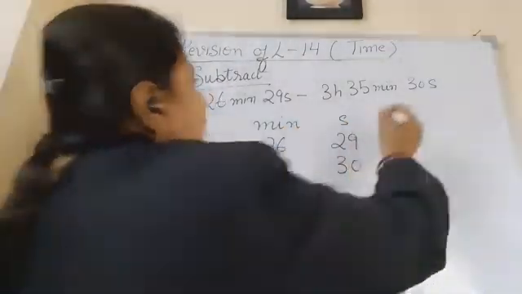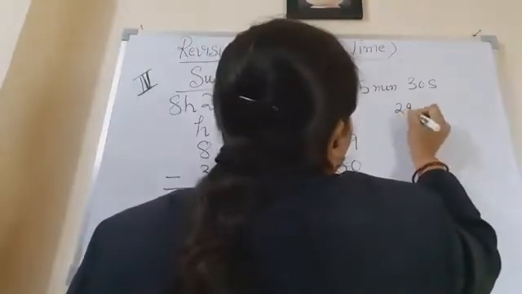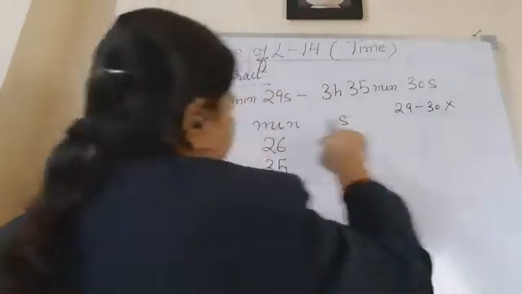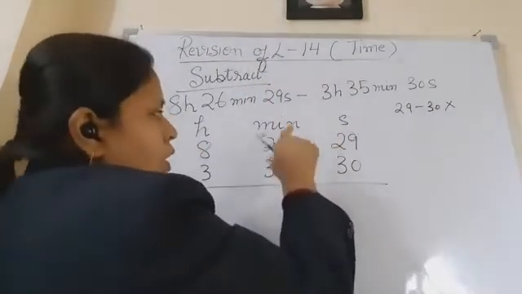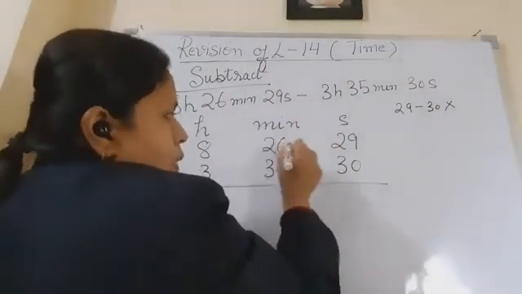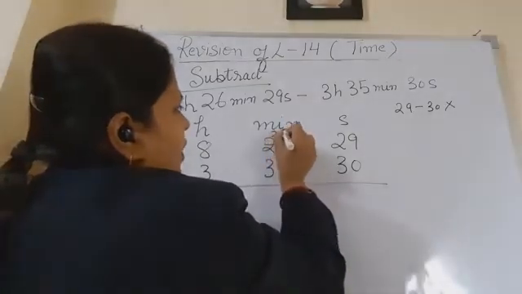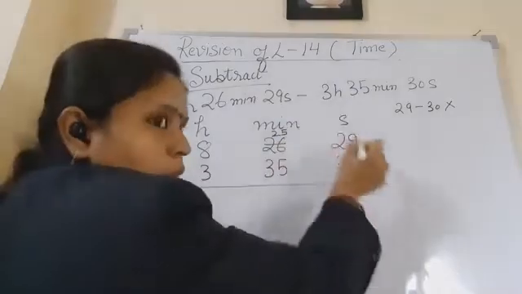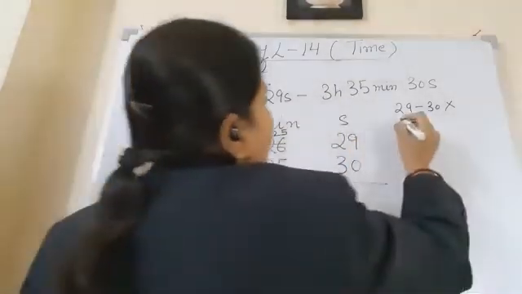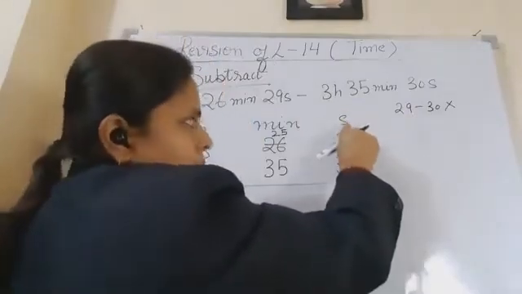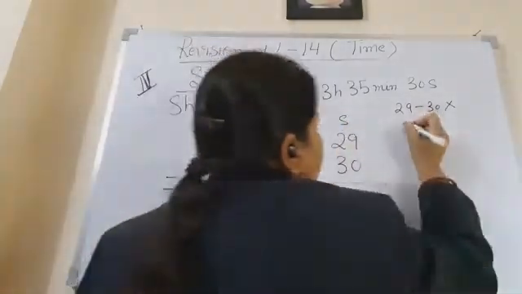As we cannot subtract 30 seconds from 29 seconds, which is not possible, we will borrow 1 minute from the minute column. If we borrow 1 minute from here, how many minutes will be left? 25 minutes will be left. And the 1 minute which we have borrowed will go to the seconds column as 60 seconds.